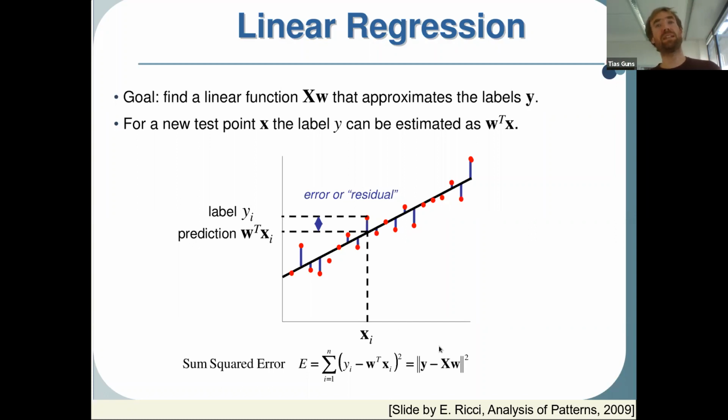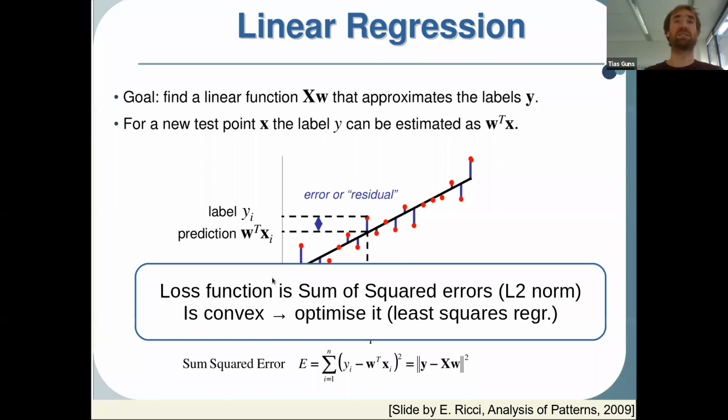And now the question is, okay, if this is how we measure how well the predictions are, can we optimize this squared error on a training set? And the answer is yes. So this loss function is a sum of squared errors. It's convex, so we can use convex optimization to solve it. And then this is actually the least squares regression problem. Good.